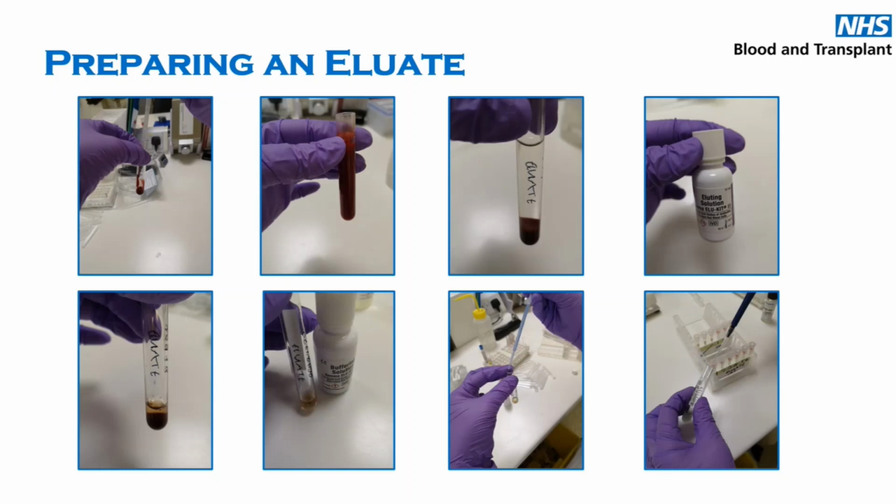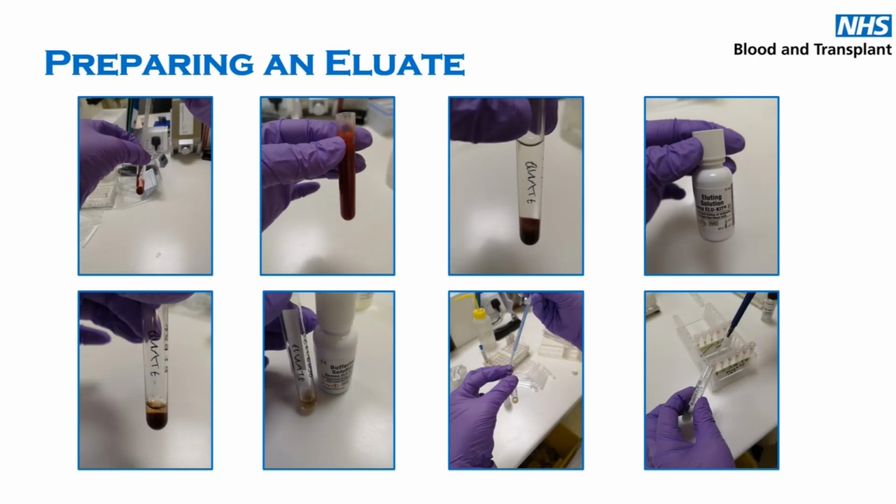You want to get rid of this supernatant, and then you're going to add an eluant solution. So this is an acidic solution. So you've washed off any unbound antibody floating around in the plasma. And what you're left with is packed red cells that are coated in IgG. You elute them from the red cells, so you put the acid in, and it just encourages the antibody to come off the red cell into the solution, which is what's happened here.